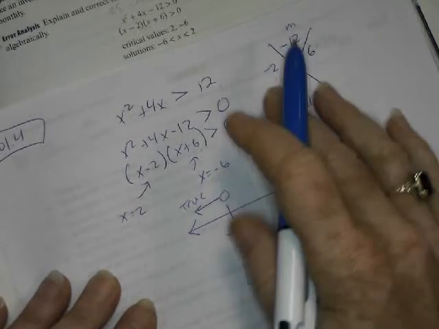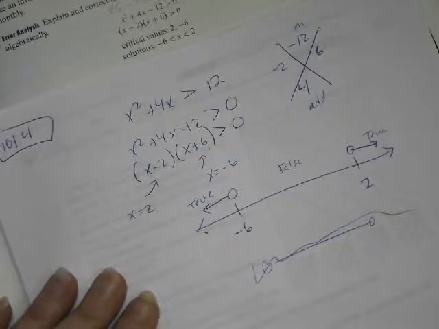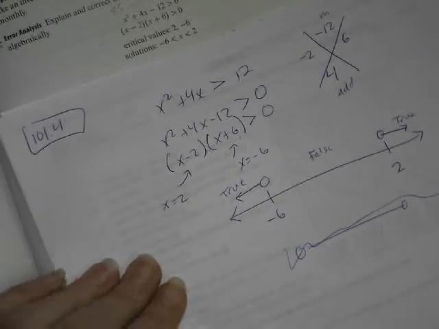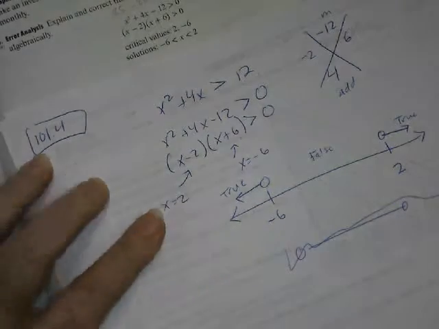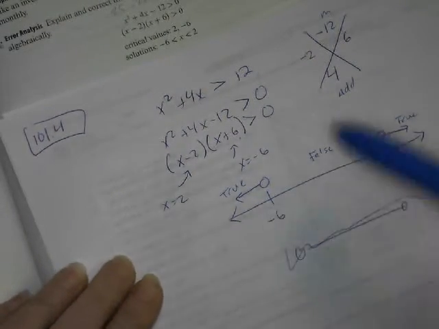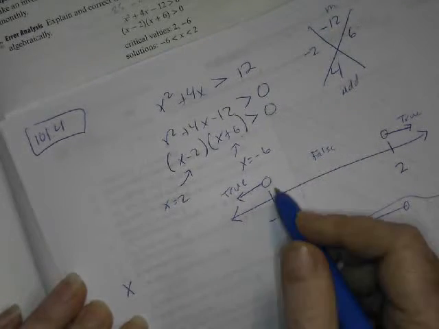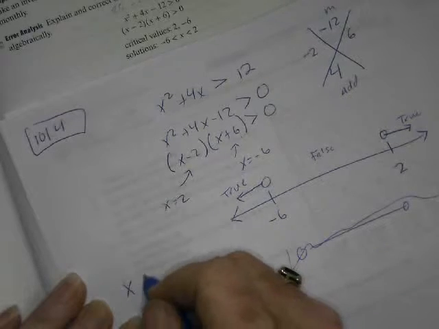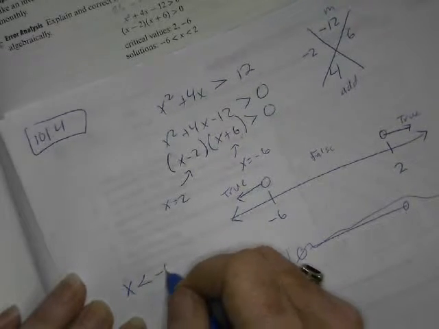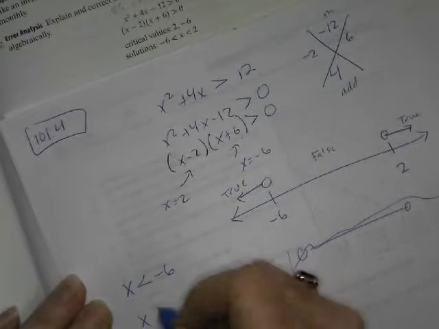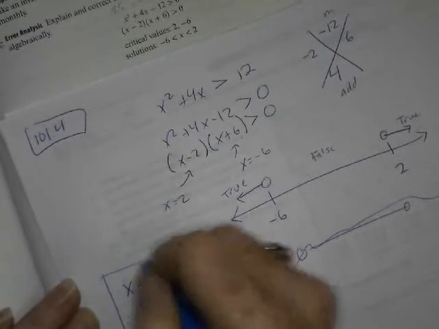So the real answer, so what are we supposed to do? It says, explain and correct. The student messed up the critical points. Just show your work right here, then that shows it. And then you can just say x is going to be less than negative 6, and x is greater than 2. I corrected it.